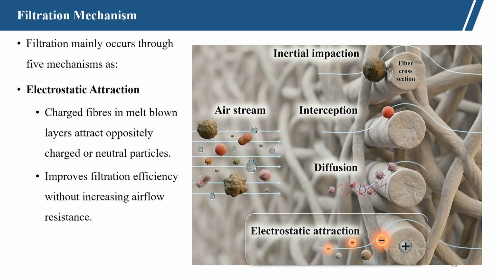And the last one is electrostatic attraction. If we charge the fiber with some electrostatic charge, like a positive charge, the particles with negative charge will get attracted to the surface. That will enhance the filtration efficiency without increasing the pressure drop. So, it will keep the air flow rate intact.